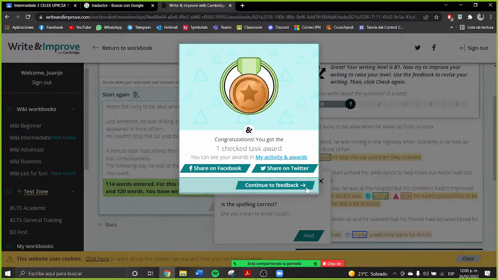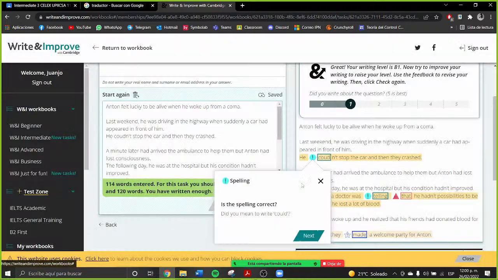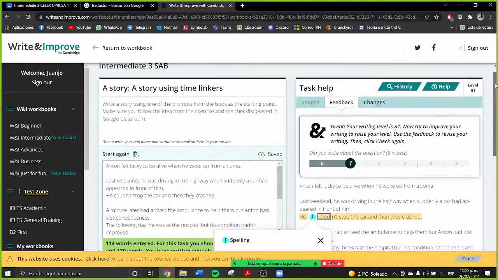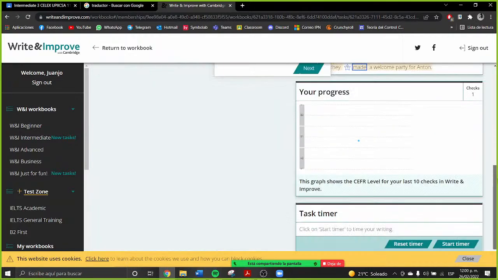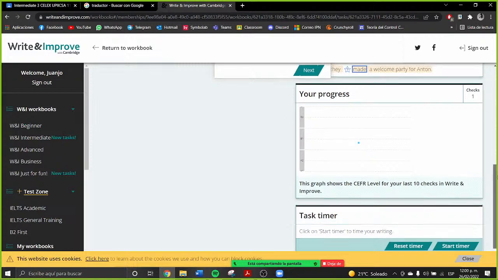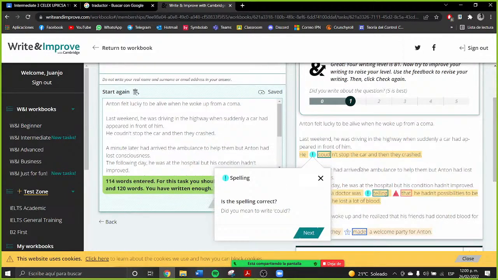No. Ay, No. Really? No lo creo. In this case, level B1 is correct. Si estamos en B1. Level B1. Yeah. Ah, level ok, B1. Sí, B1. Oye, está bien. ¿Por qué está mal? In the spelling, is this spelling correct?